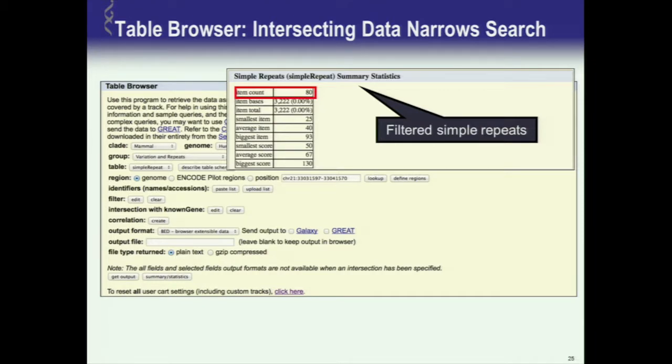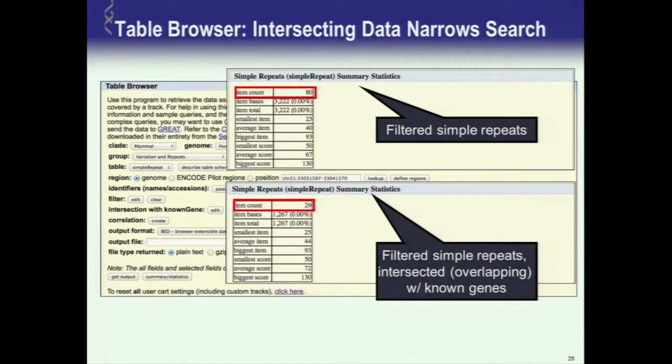And now if we hit summary statistics, we have 80 different entries. Oh, sorry, is that right? Yeah, sorry, we had 80 entries before, and now with the intersection, we have 29. So it's basically saying of the 80 CAG repeats in the genome, 29 overlap genes. That's actually about what you'd expect. Genes, if you add together all the introns and exons, are about a third of the genome. But it's a pretty small number.